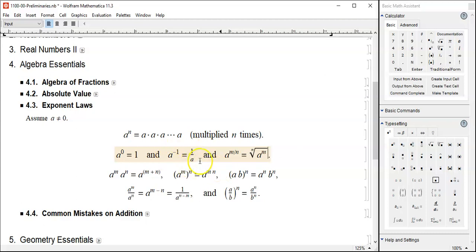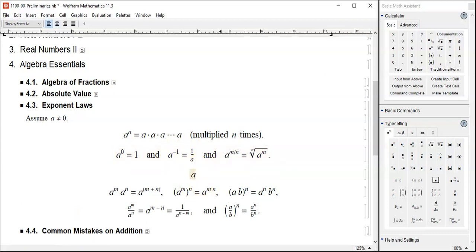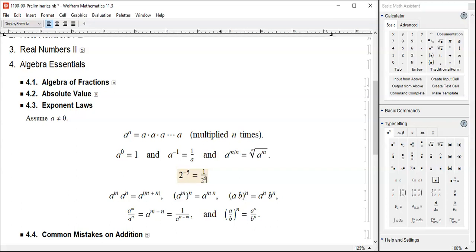And how about the negative power? Negative power is just reciprocal. For example, what do you have? 2 to the negative 5th power. It's 1 over 2 to the 5th power, because negative power is denominator. So it's 1 over 2 to the 5th power. Turns out to be 1 over 32. 2 times 2 times 2 times 2 times 2, that's 32.